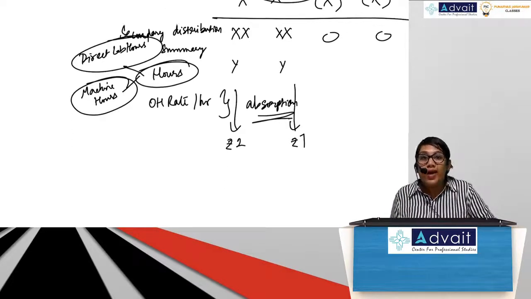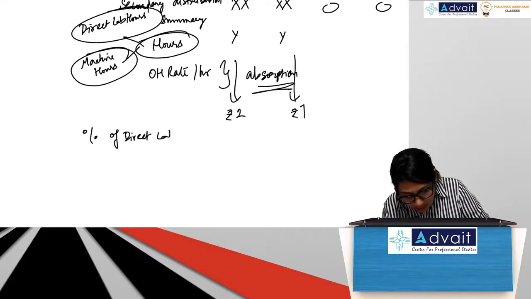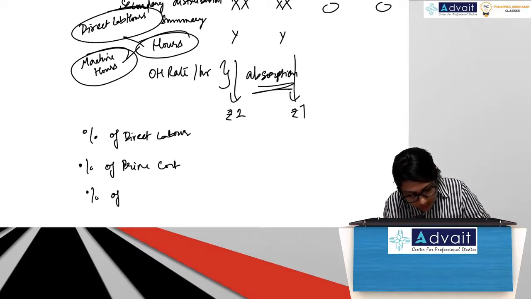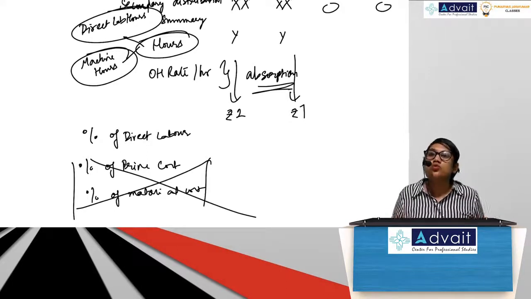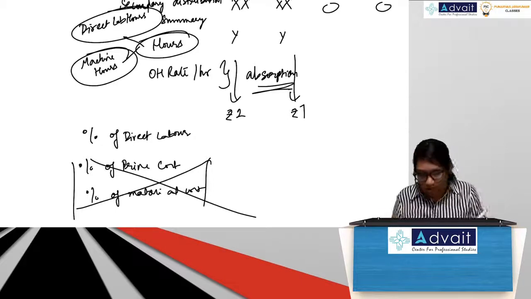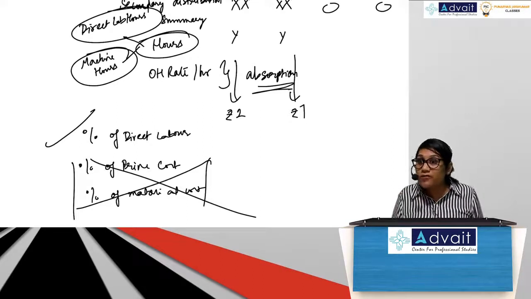We can also use percentage of direct labor. We can also use percentage of prime cost. We can also use percentage of material cost. These two we never use. You never get accurate answers. This we use. Didn't we use this yesterday? We used it yesterday, no? In that nano gizmo problem only we used it.